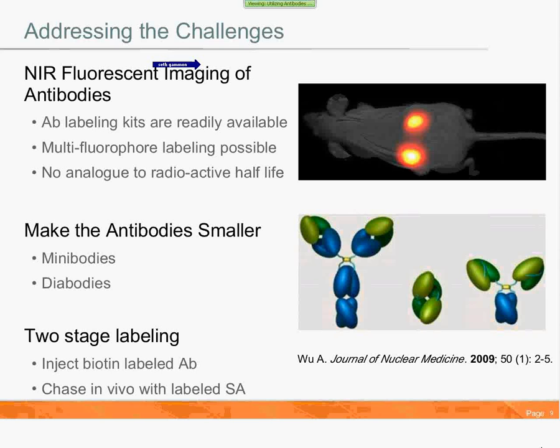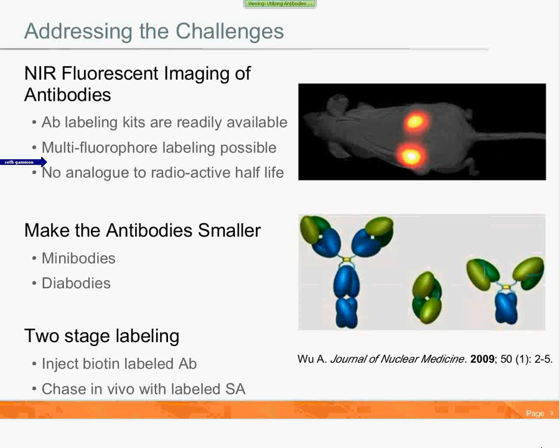It will then find the site and hopefully clear faster than an antibody. However, these two-stage labeling processes have very tricky kinetics because you have two probes you have to optimize the uptake and clearance profile for. So we won't really discuss those any further in this presentation.